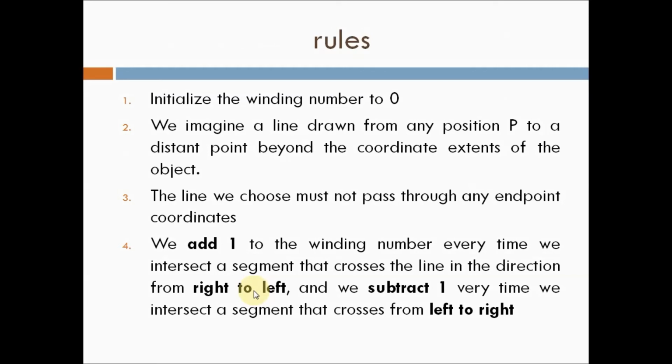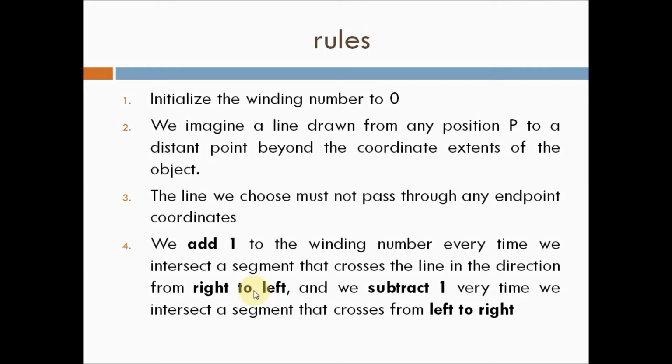So what are the rules here? First we have to initialize the winding number to 0. Now we have to draw the line in such a way that the line crosses the boundary of the polygon and moves outside the boundary of the polygon. And while drawing the line from any point inside the polygon, right, you should not choose vertices, endpoints. Now lastly, you have to add 1 to the winding number.